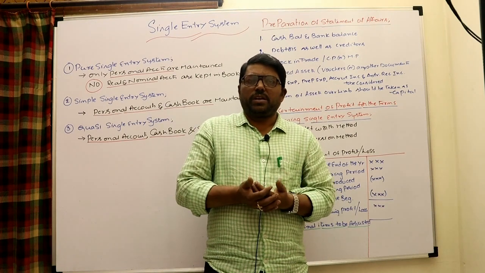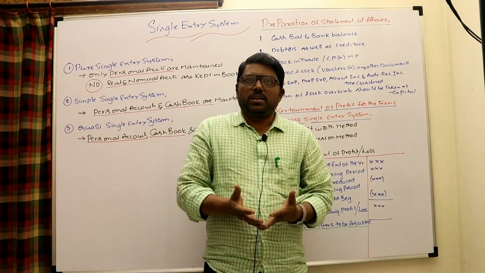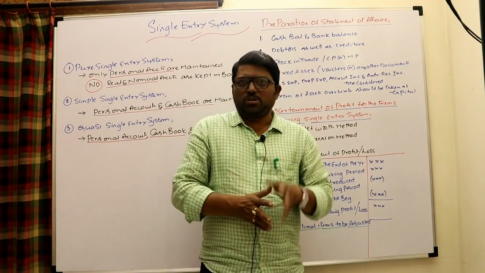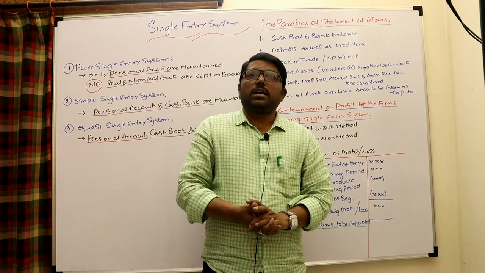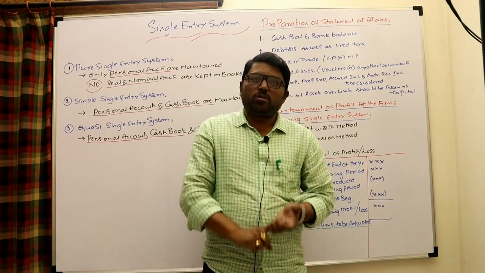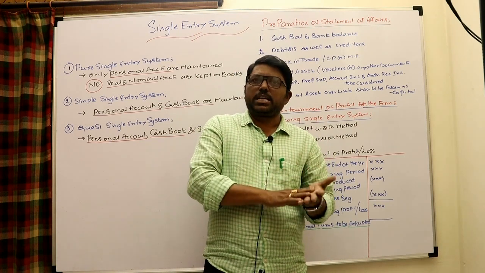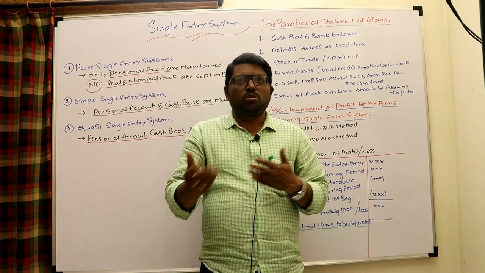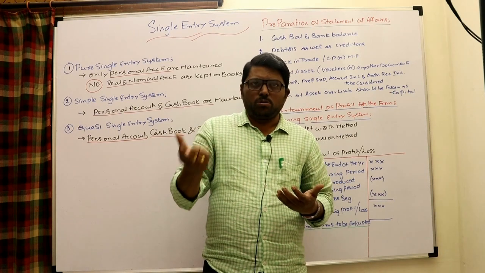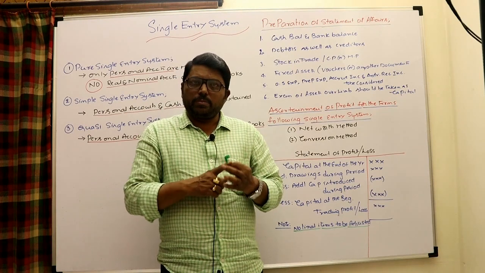Secondly, I can explain this particular single entry system in a better way. Single entry means it is a mixture of single entry, double entry, and no entry. Sometimes I can record both aspects, receiving and giving, in the books. Sometimes I can ignore both aspects. Sometimes I can consider one and ignore the other. So I can define it as a mixture of single entry, double entry, and no entry.